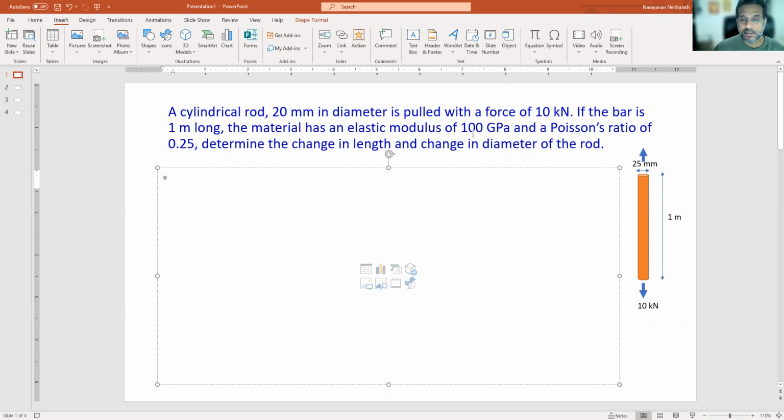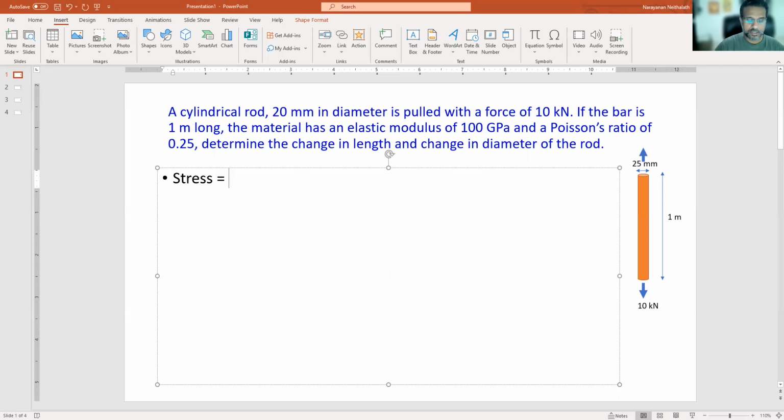The material has an elastic modulus of 100 gigapascal, Poisson's ratio of 0.25. Determine the change in length and change in diameter of the rod. So what is given? The size of the rod, the diameter is given, the force is given, right? So what are we going to do first? Force and diameter is given, you can easily find the stress, correct?